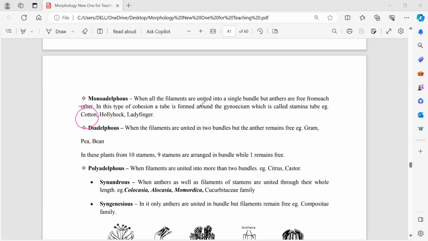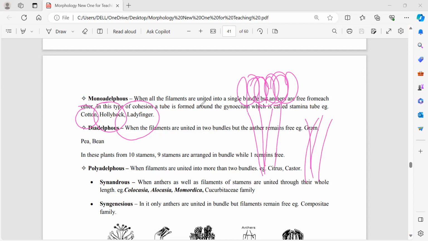For example, we can see it in cotton, hollyhock, lady finger. Lady finger यानी bhindi. King of vegetables. अगर मैं आपको प्रोजेक्ट दूंगा कि आप ये बनाओ, क्या बनाएंगे आप? मानो एडल्फस कंडीशन. You will join all filaments together. They will form a tube and you will keep the anthers free. This is called monoadelphous condition.